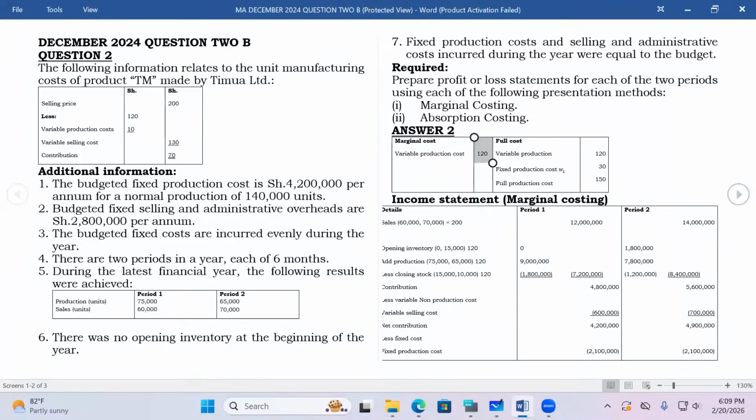OAR stands for what here, somebody? Overhead absorption rate. You can see they are not here because here we have variable selling. When I come to note 1, additional information 1, they have told me the budgeted fixed production cost is 4.2 million for a whole year, isn't it? And as we want to absorb this to each unit, the budgeted fixed production cost is 4.2 million per annum for a normal production of 140,000.